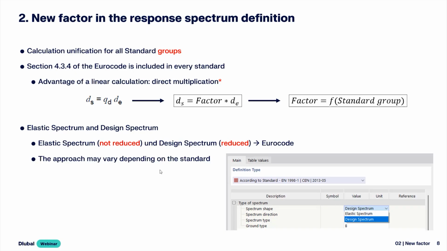The approach might vary depending on the standard, but in general, it's almost always used as described here. Of course, also because of translation from the original language or particularities in each country, the words change sometimes, but as a concept it remains almost the same. And our approach in RFEM 6 is that the design spectrum is, of course, the reduced spectrum, and the elastic spectrum is the not reduced.